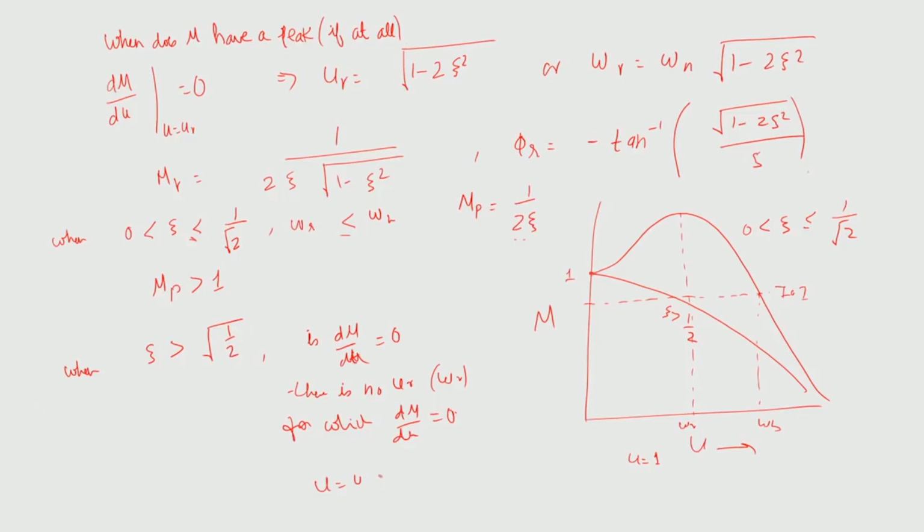So, in this case, again there is no resonant peak. So, M decreases monotonically as u increases.